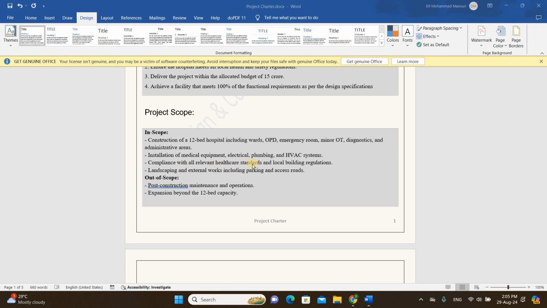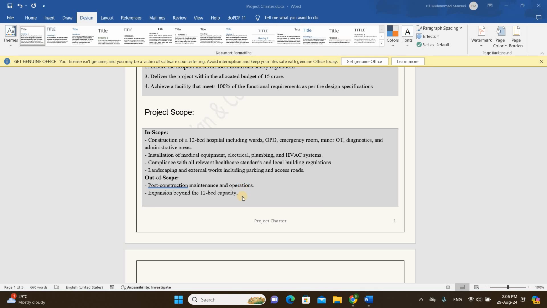Compliance with all relevant healthcare standards and local building regulations, landscaping and external works including parking and access roads. We have to do the landscaping works and external works. Then out of scope, because some works might not be included in your project. There may be something out of your scope which is not your part to do, but which will be along with your project, like post-construction maintenance and operation. Suppose we are just constructing the project and handing it over to the client, that's it. Post-construction maintenance and operation will not be part of your project.